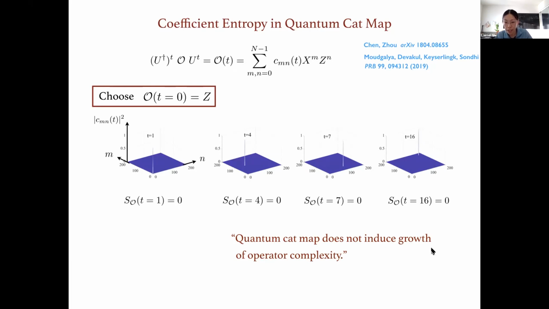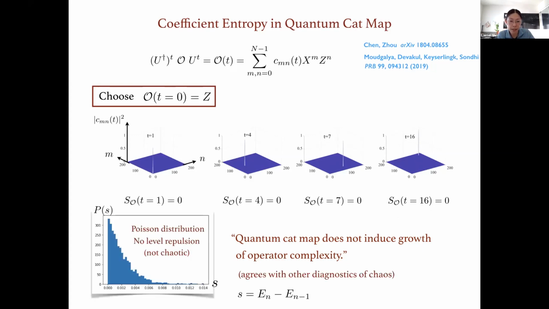That's very interesting because we said that operator complexity growth should be a necessary condition for quantum chaos and quantum thermalization. This just means that the quantum cat map is not chaotic, although the classical cat map is chaotic, it's classically chaotic. And this observation from coefficient entropy is in agreement with observations from other diagnostics of chaos.